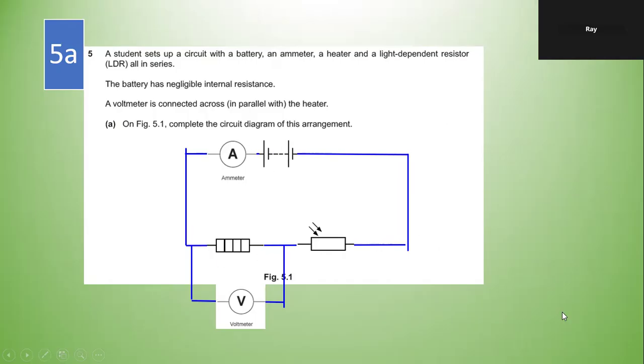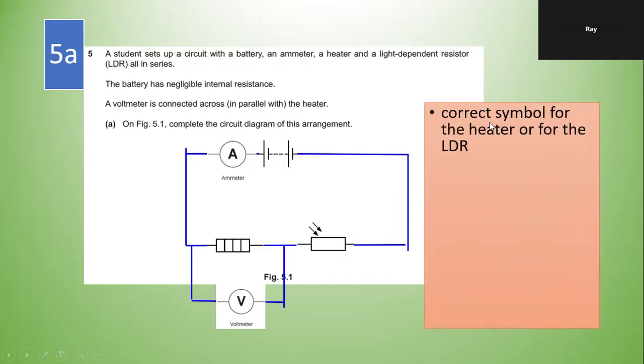If it's parallel to the battery, it means you want to measure the EMF, right? If there is negligible internal resistance and you put it across the battery, then you measure the EMF. Whereas if it is across a battery with internal resistance, then you measure terminal potential difference. Anything else you want to ask or clarify? No. Okay.